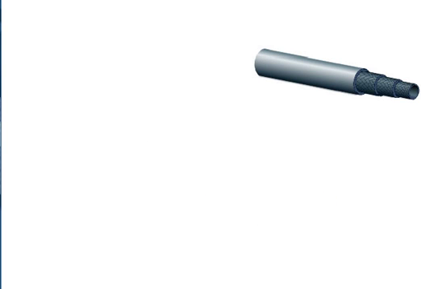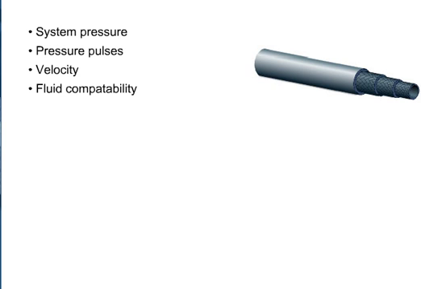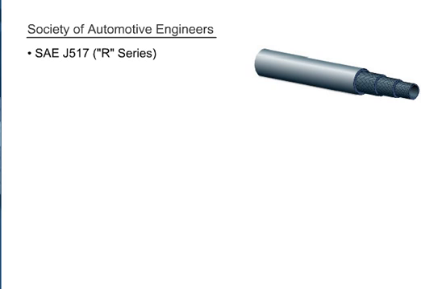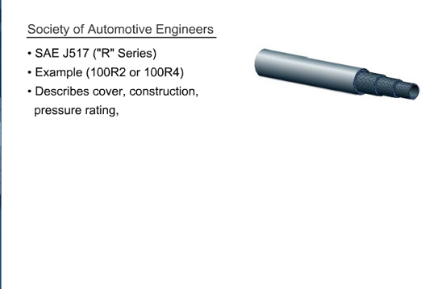Hydraulic hoses are used in applications where lines must flex or bend. In considering the use of hoses, one must first look at system pressure, pressure pulses, velocity, fluid compatibility, and environmental conditions. Hose construction has been standardized by the Society of Automotive Engineers, as an example, 100R2 or 100R4. This designation describes the cover, construction, pressure rating, and application.